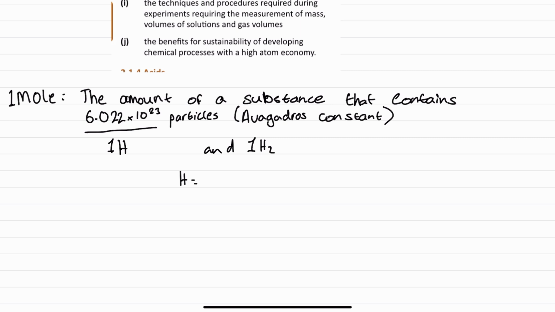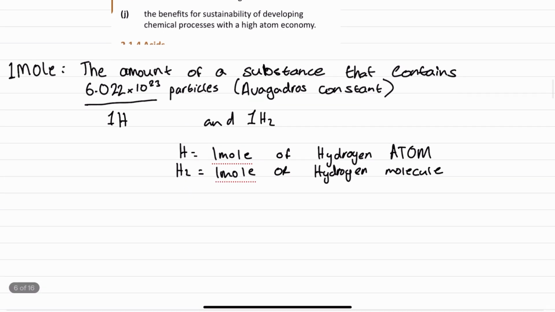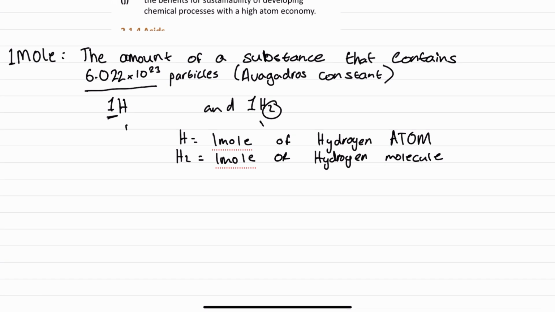However, hydrogen is 1 mole of the hydrogen atom, whereas H2 is 1 mole of the hydrogen molecule. Moles is dependent on the big number at the front. It is not dependent on the little number. Therefore, although these two are different in terms of one being an atom and one being a molecule, they are both still 1 mole of hydrogen in a sense.